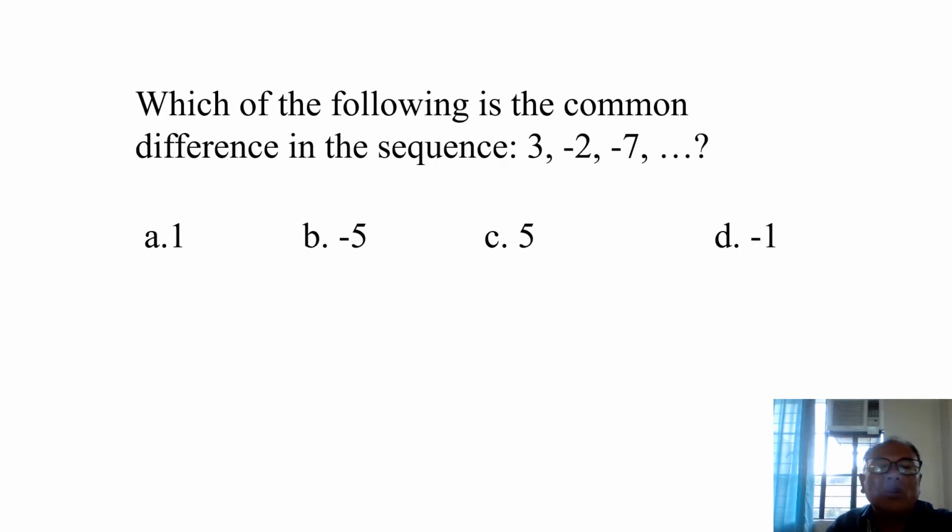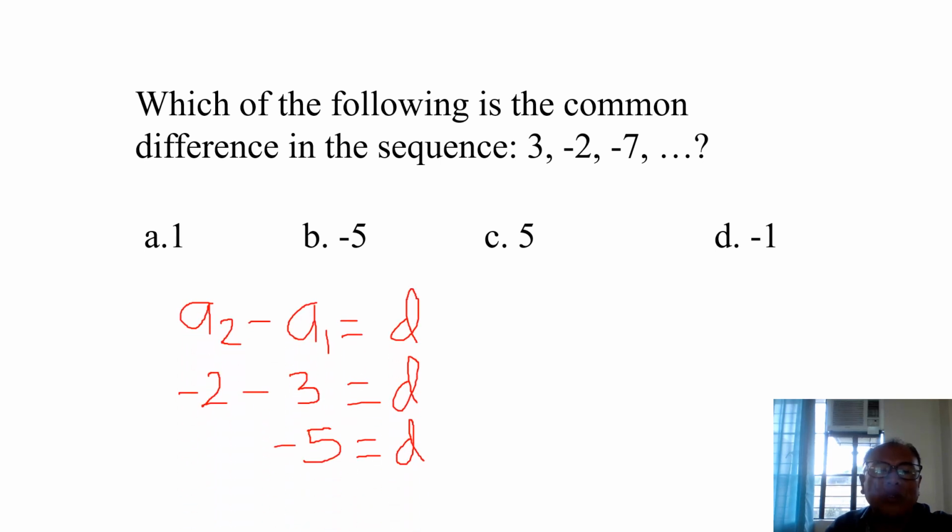For number 3, which of the following is the common difference in the sequence 3, -2, -7, and so on? Once again, we are going to use the formula second term minus the first term to get the common difference D. So that is -2 minus 3 is equal to D. And -2 minus 3, we're going to add and carry the common sign, negative. Therefore, it is equivalent to -5.